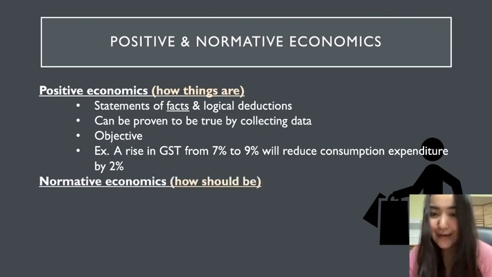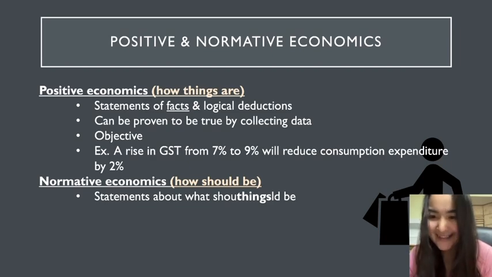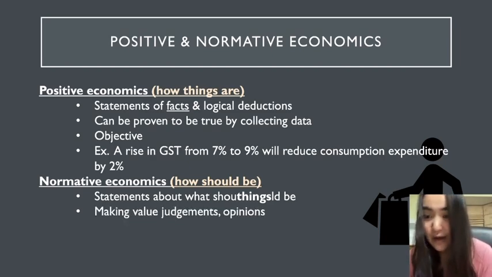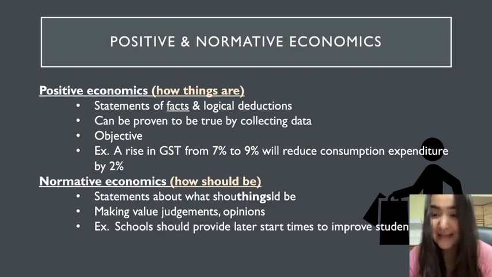Now let's look at what is normative economics. Normative statements are based on value judgments on how things should be. Basically, they are opinions. They cannot be proven to be true or false. Instead, whether one agrees with a normative economic statement really depends on their own personal set of value systems. Let me give you an example. Schools should start at later times to improve student welfare.